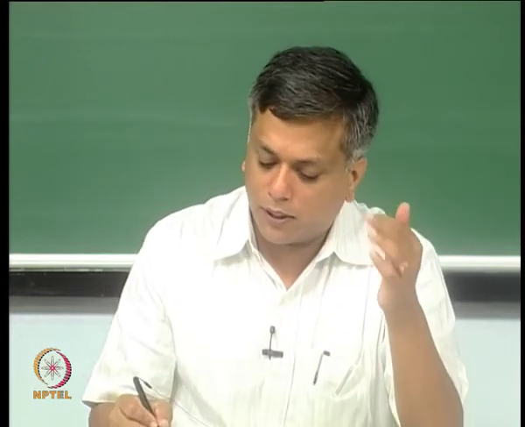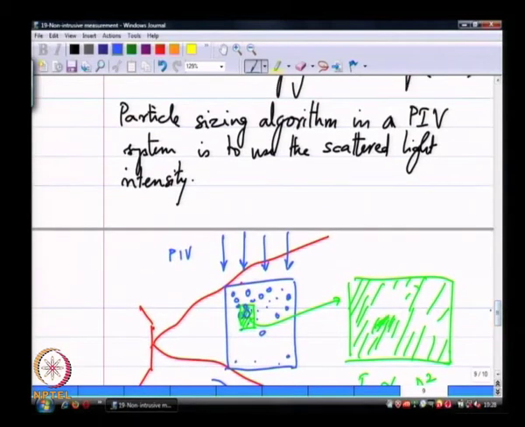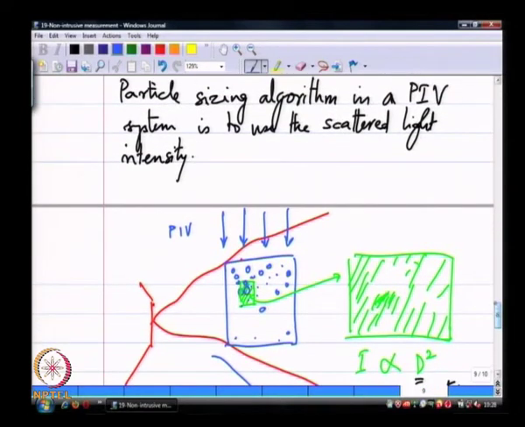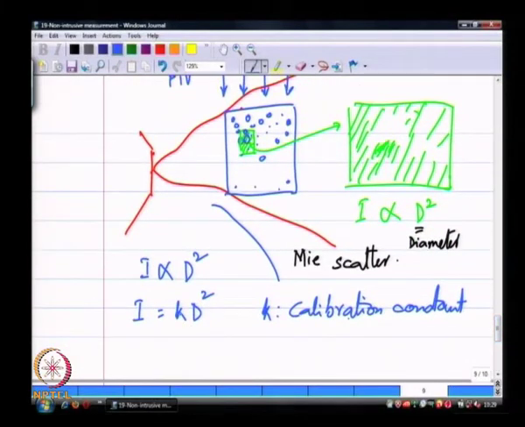This is in some sense the basic principle by which I can add a particle sizing algorithm to a standard PIV setup, okay, where I take any one of the two images. Remember, PIV deals with pairs of images. I can take any one of the two images, get the grayscale intensity of the light that the camera sees, and knowing this calibration constant k, I am able to calculate a distribution of surface area. I do not get individual particle sizes.